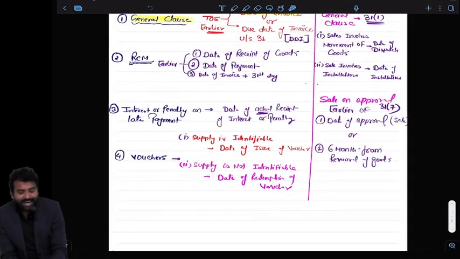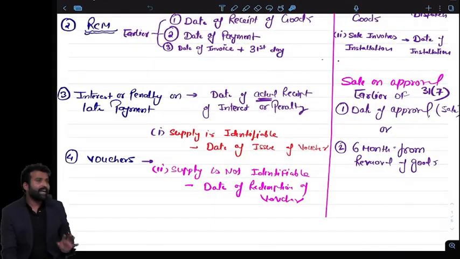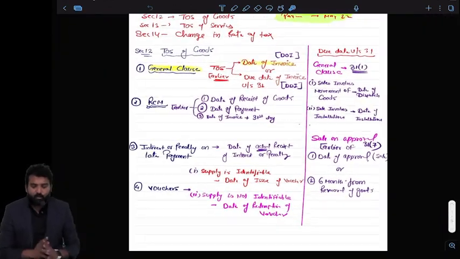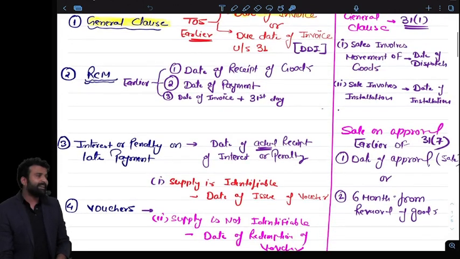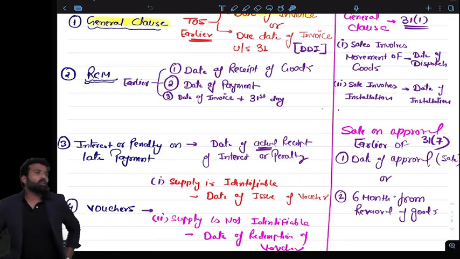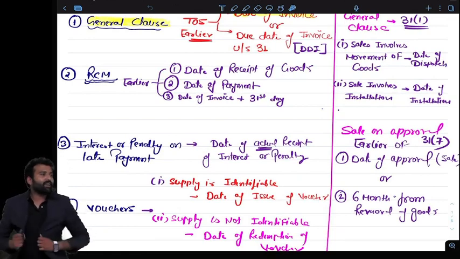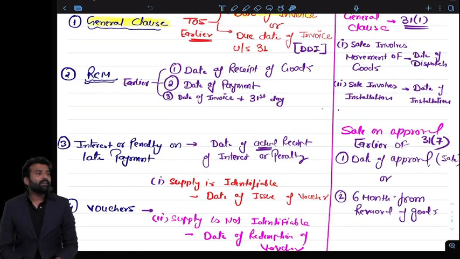So this is regarding the time of supply for goods. Again I am repeating one more time. What are the time of supply for the general clause? Tell me now, you have to tell me. For the general clause, what is the time of supply? Earlier of what? Earlier of DOI or DDI? Yes, earlier of DOI or DDI.